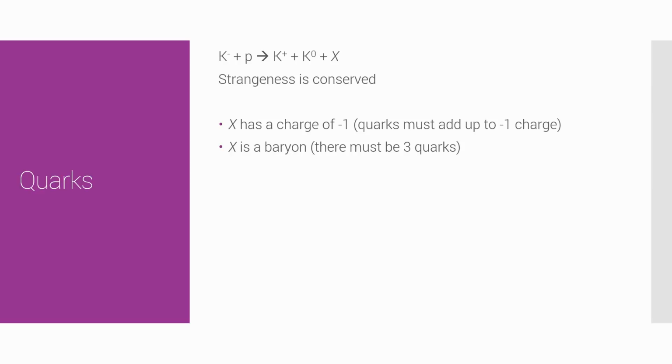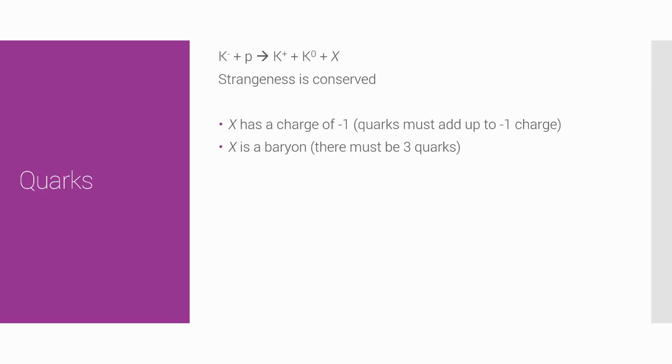If we look at the right side, the K plus is the antiparticle of K minus, so it must have the opposite strangeness, which is 1. Now the K0, being its own antiparticle, has 2 different quark structures. It has strangeness of minus 1 and strangeness of 1. It can have either, whatever it pleases.